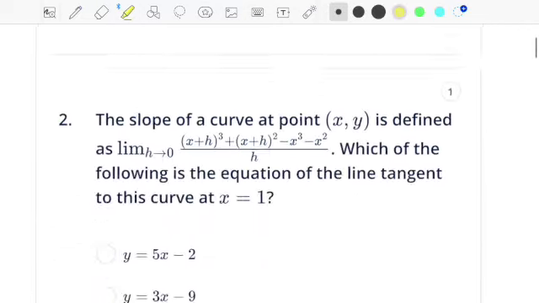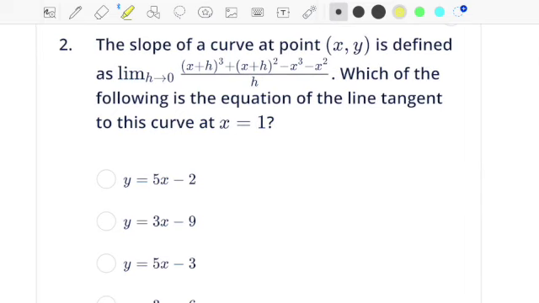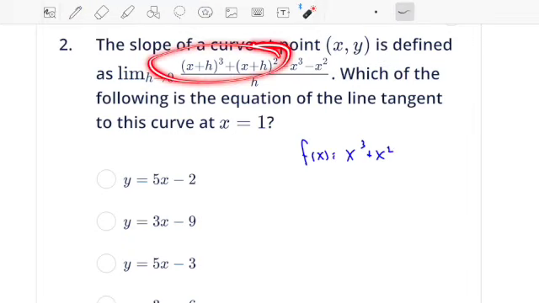Next up. Slope of a curve at a point is defined by the limit. Ooh, I recognize this limit. This is our definition of the derivative. So I see that definition of the derivative. I know my function f of x is going to be x cubed plus x squared, and I know that by looking at this, knowing the definition of the derivative limit. Which of the following is the equation of the line tangent?